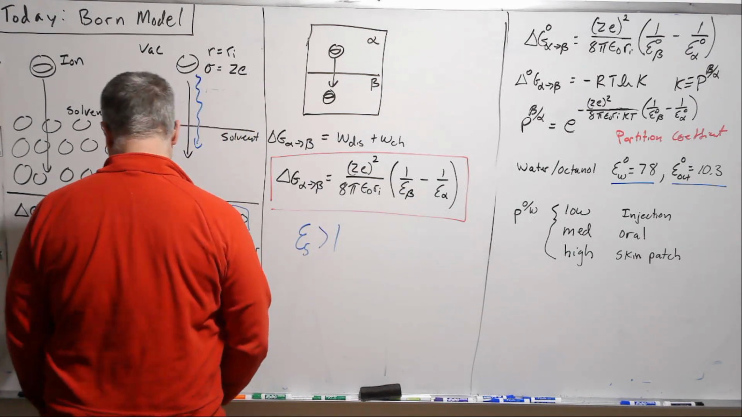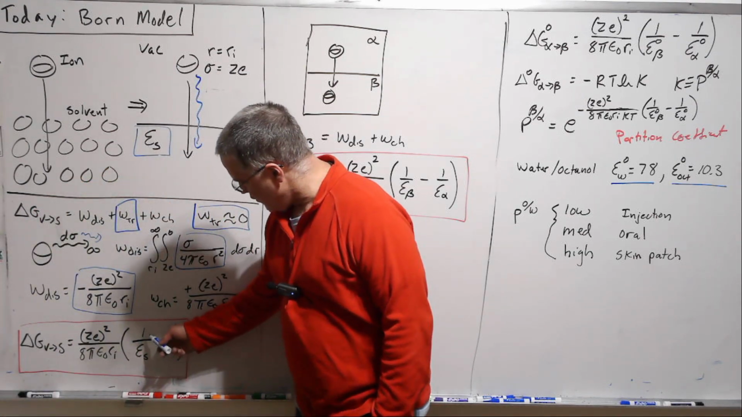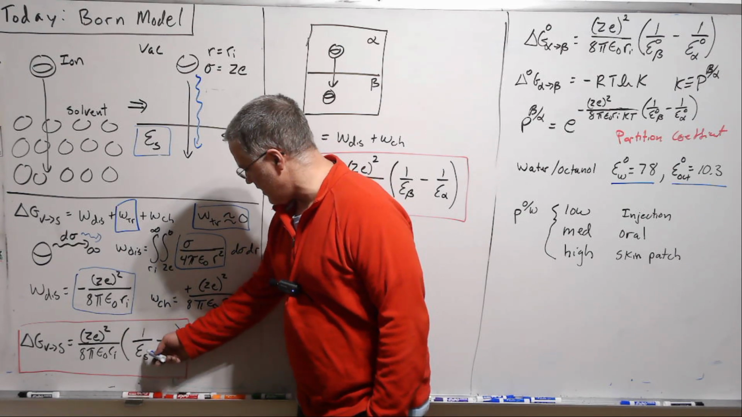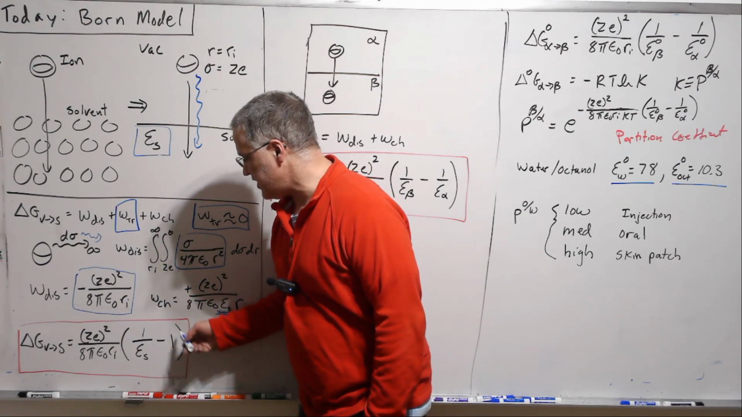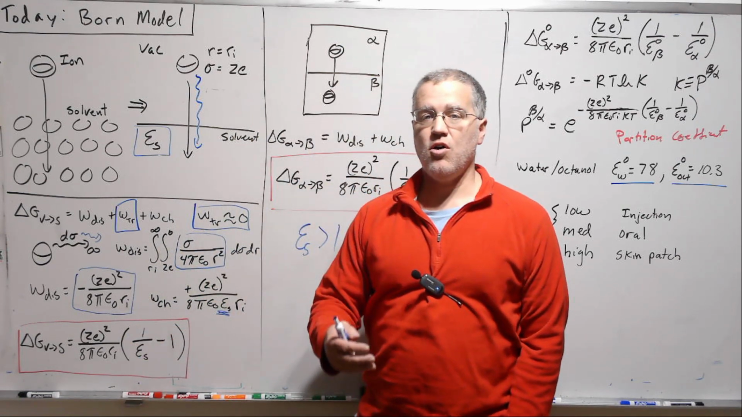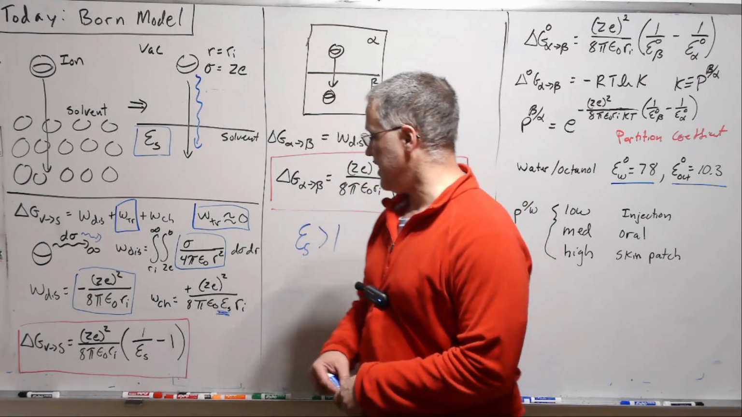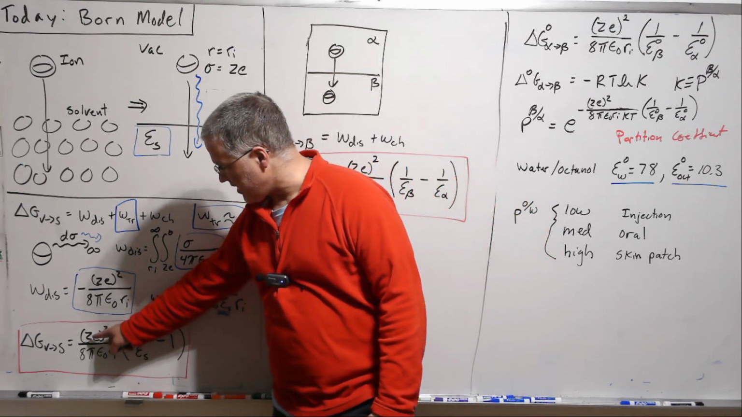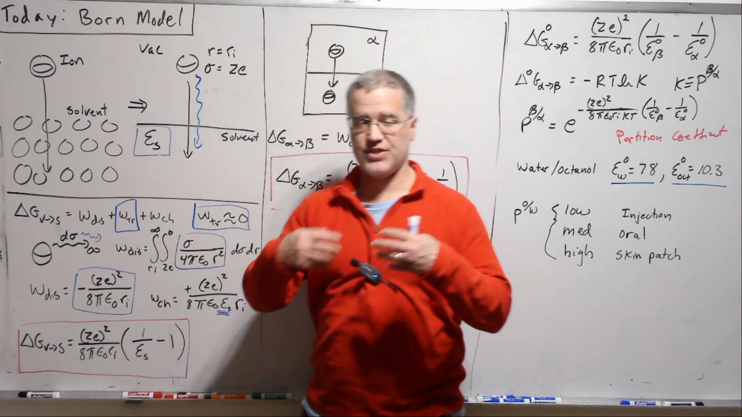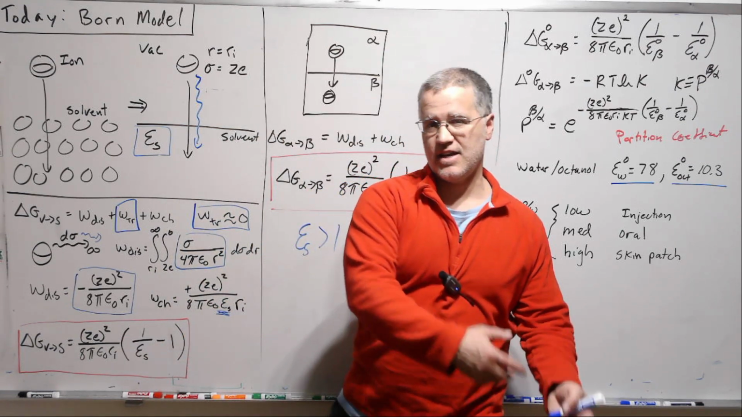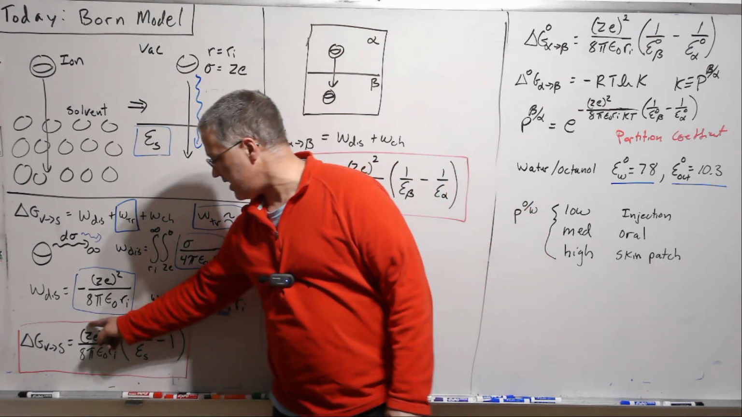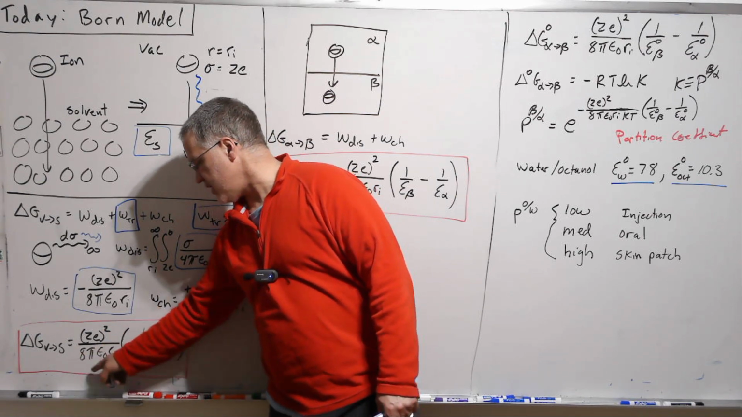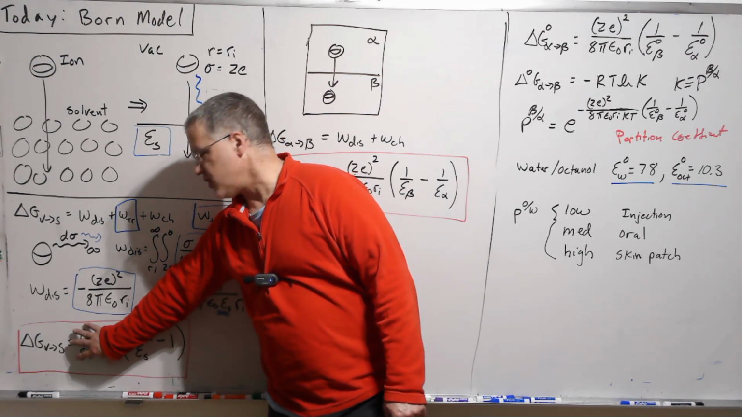So these are all numbers greater than 1. So if we look at our formula, we've got 1 over a number greater than 1, minus 1. So this thing in parentheses will always be negative. And then what do we got here? We've got charge squared. So whether it's chloride, negative ion, sodium, positive ion, it'll be getting squared. And then everything else down here is positive. So this whole term is positive.